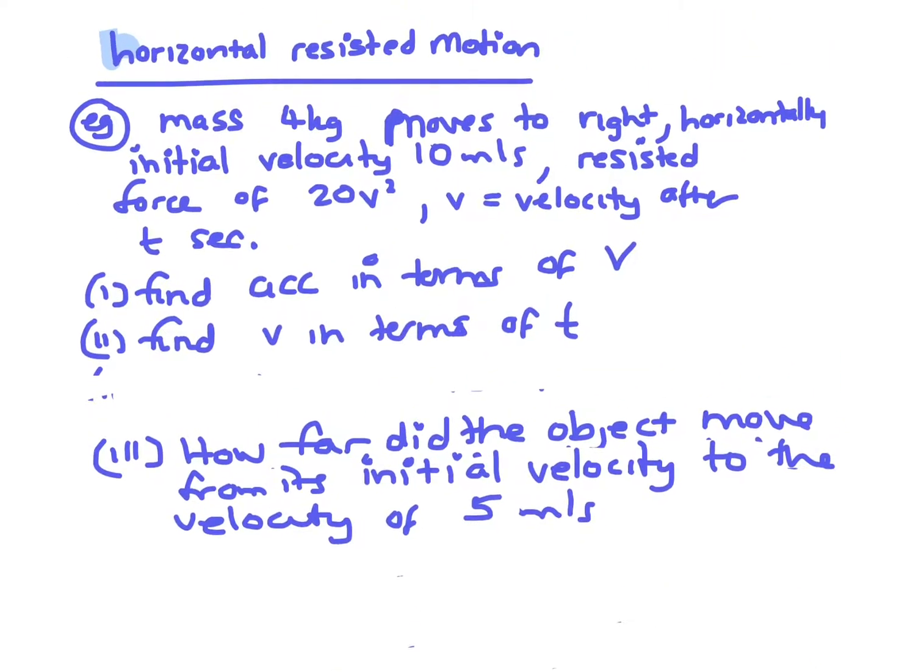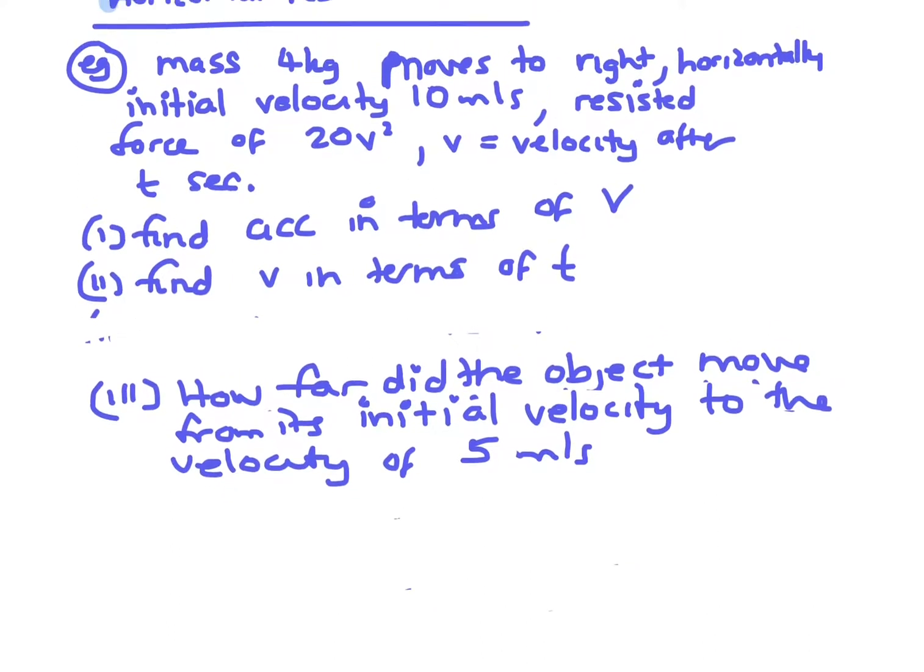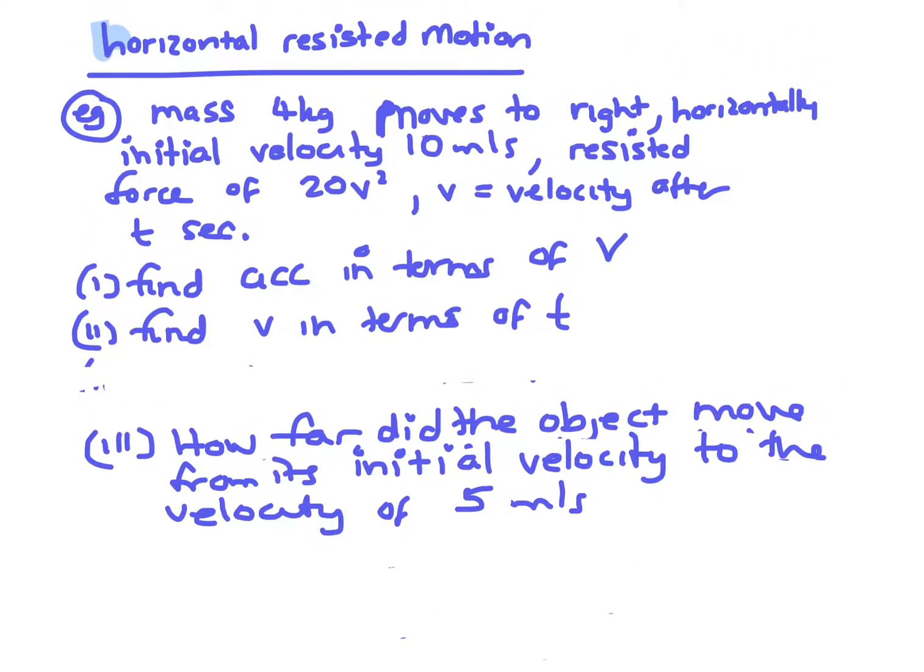Okay, so just going to look at another horizontally resisted motion question. An object has a mass of 4 kilograms and it moves to the right horizontally with initial velocity of 10 meters per second and a resisted force of 20 v squared. V is the velocity after t seconds. Find the acceleration in terms of v.